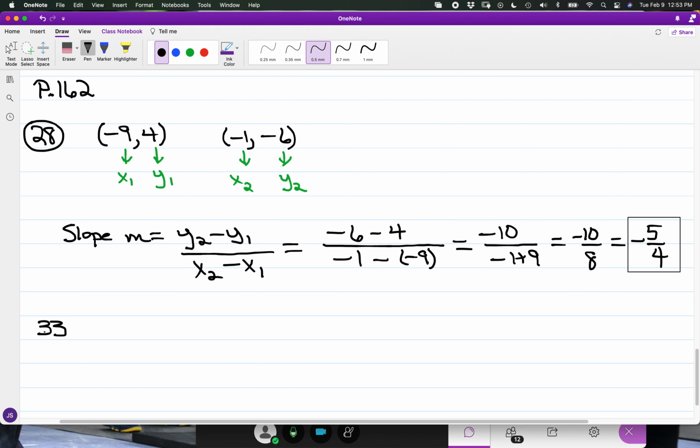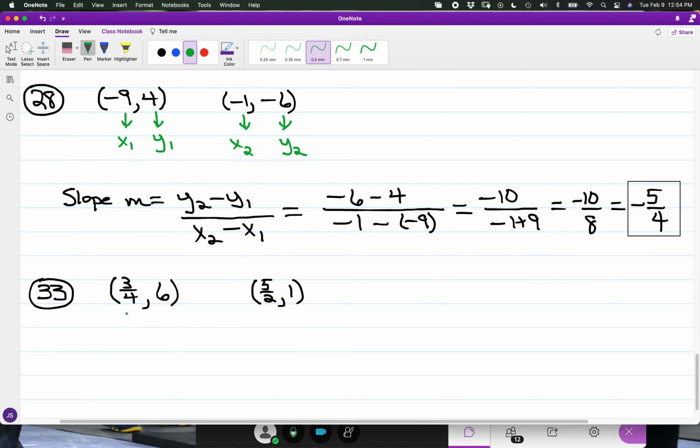we have a set of ordered pairs with fractions in the mix. We have 3/4 and 6 presented first, and then 5/2 and 1. Again keeping in mind that all ordered pairs are of the form xy, for 3/4 and 6, we'll let this be the first set of x and y values, and let 5/2 and 1 be the second set of x and y terms.